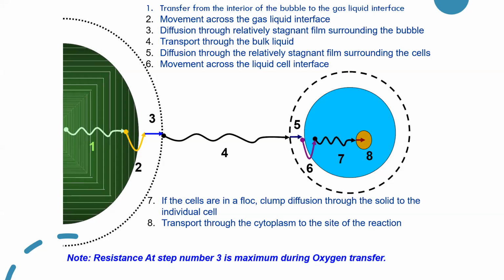And step number 8 is when it goes to the exact site of action. What is the exact site of action for oxygen? It is the mitochondria. We all know that in the mitochondria, oxygen is utilized to generate ATP from glucose. So these 8 steps, first, second, third, fourth, fifth, sixth, seventh, eighth, tell me how my oxygen is diffusing from the gas bubble to the cell site, right?